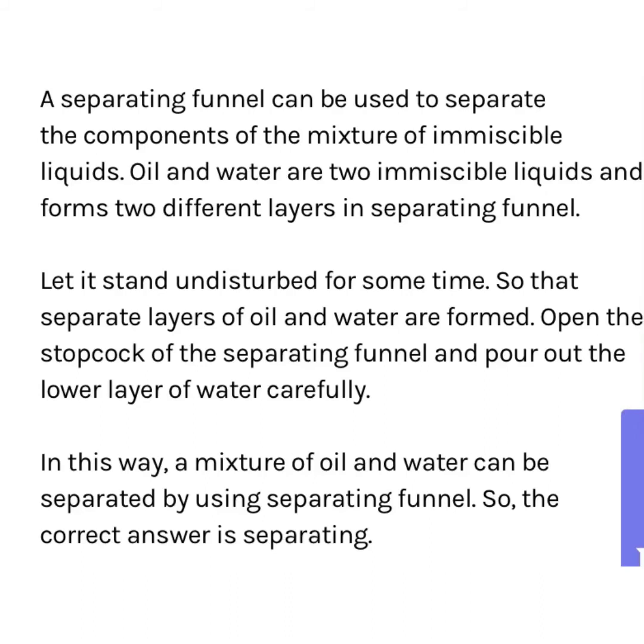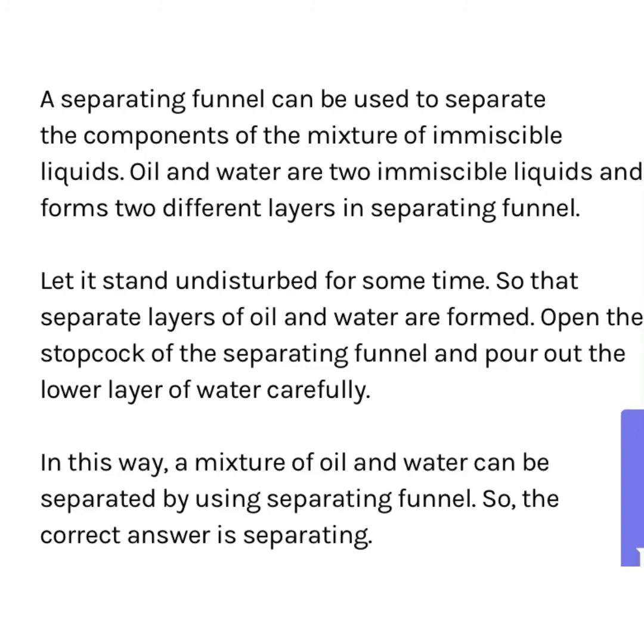So first of all, what you have to do is fill the mixture of oil and water in a separating funnel, and then let it stand undisturbed for some time. So what will happen, water will settle down in the bottom part of the funnel and oil will form a layer over the layer of water, and then open the stopcock of this separating funnel and pour out the lower layer of water carefully in a beaker or in any vessel. This way you can separate a mixture of oil and water with the help of a separating funnel.